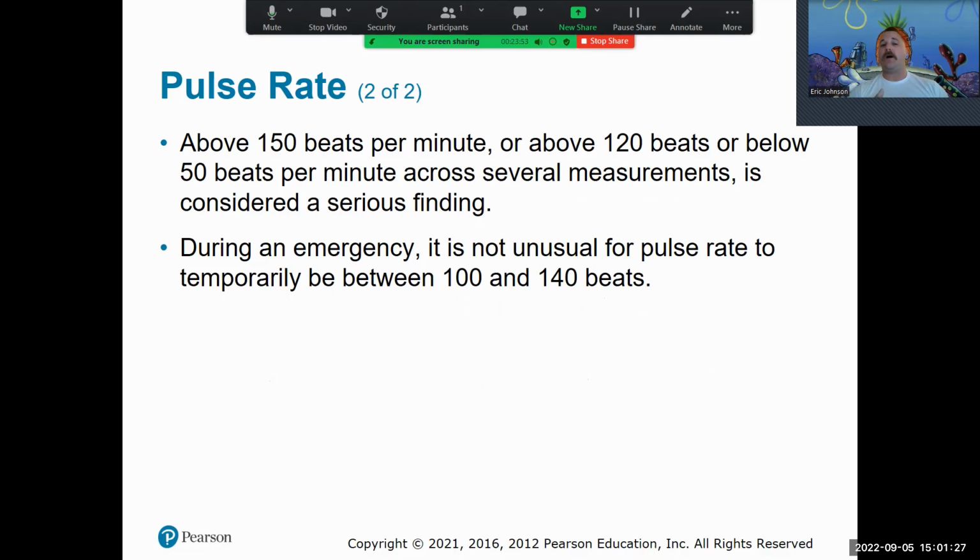If we have a patient whose heart is beating above 120 beats per minute, or they're fluctuating, where we've got a patient that has 120 beats per minute that is extended, or 50 beats per minute that's extended, that's considered to be serious.